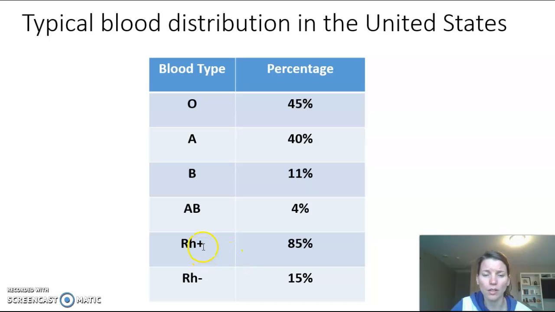You are also given an RH factor, it's called, of either positive or negative. The RH factor or antigen is a specific protein present on your blood cell. If you have that specific protein, you're considered to have positive blood. If you don't have that protein present, then you have negative blood.